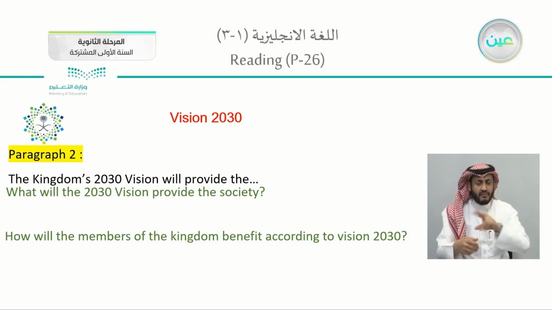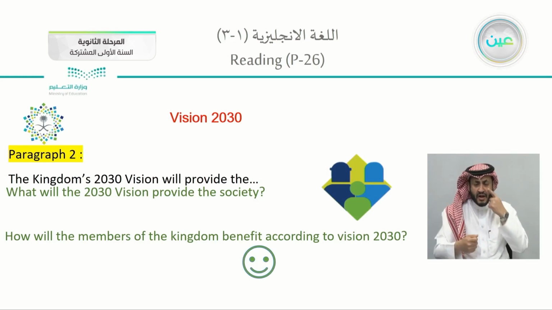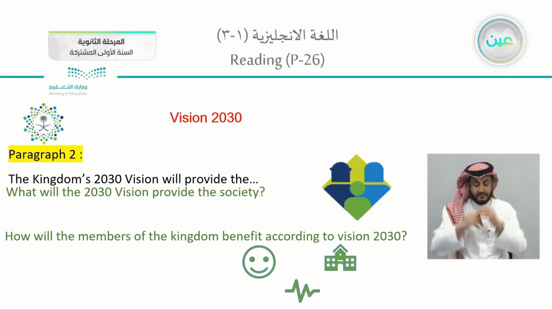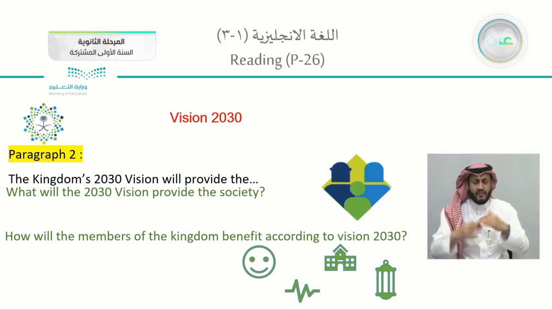The people. The kingdom's 2030 vision will provide the support and opportunities that this society needs in order to develop its potential. The members of the kingdom's society will enjoy a secure and happy life in a secure and sustainable environment. They will have social support, health care, and high-quality education. They will be able to raise their children according to Islamic values and help develop their talents and abilities.